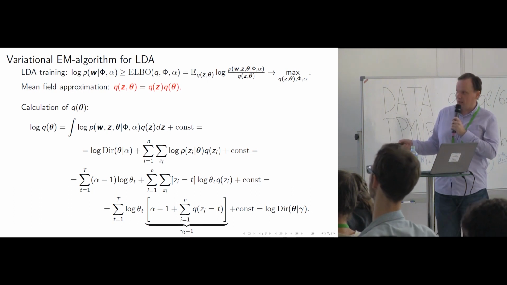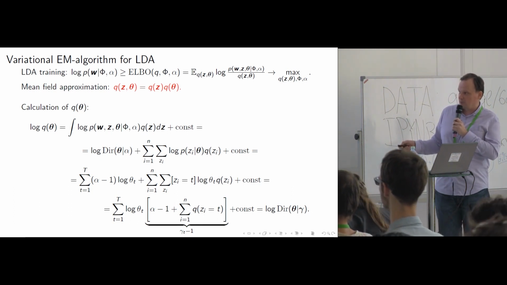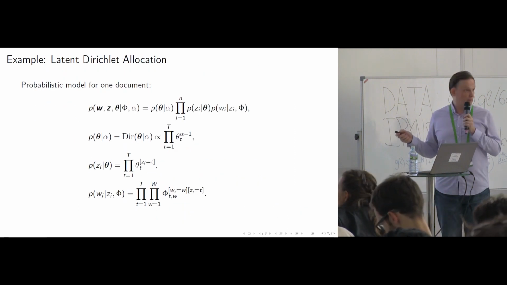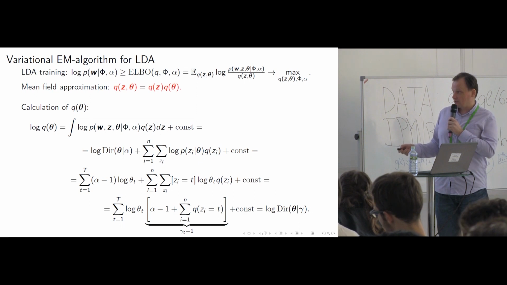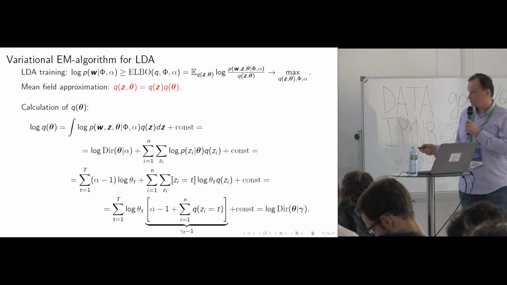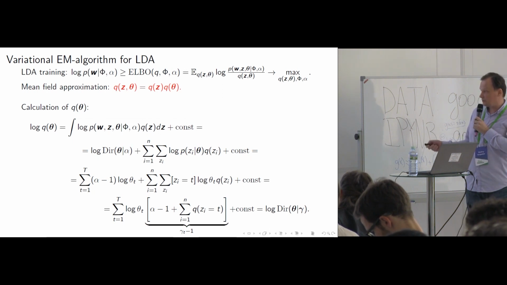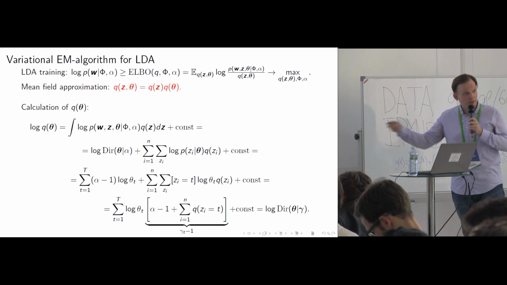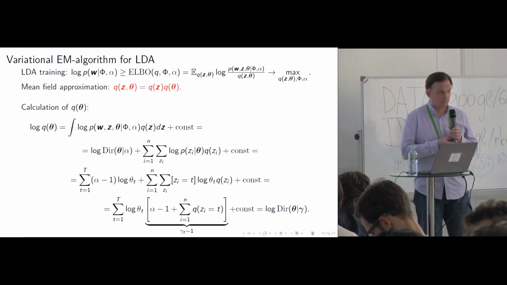If we take an exp here, that would be a product of theta to some powers, the same as here. So we just denote this as a new parameter, gamma, and say that our new Q of theta is a Dirichlet distribution over theta given some gamma, which are calculated using the distribution Q over Z.